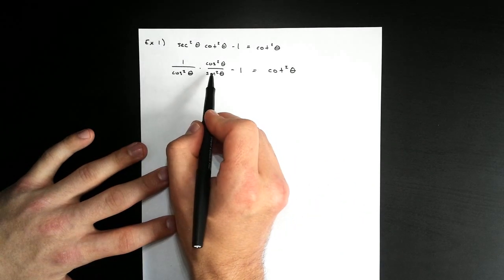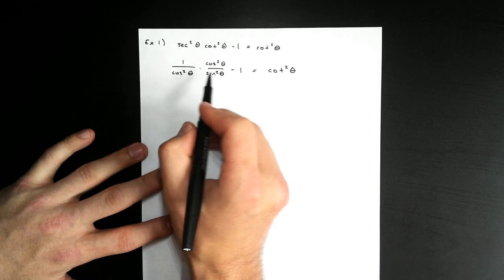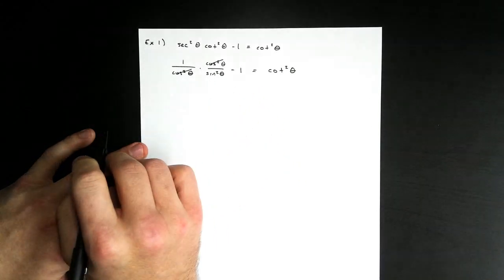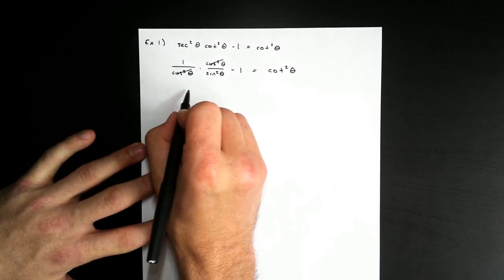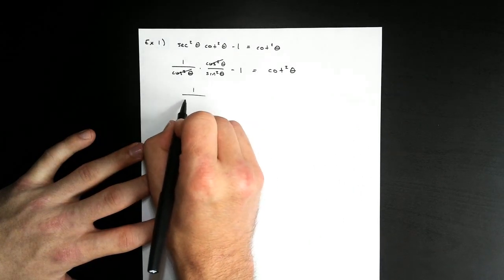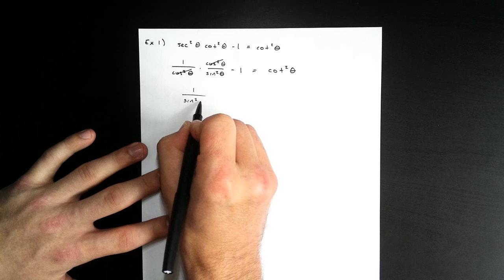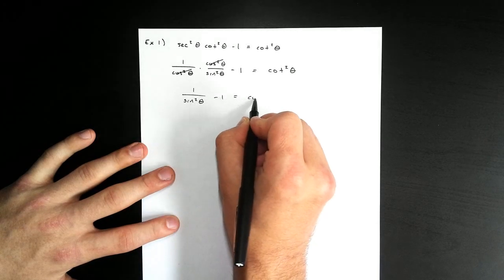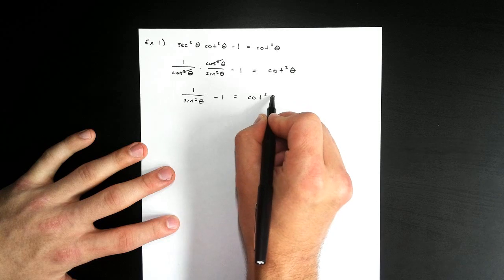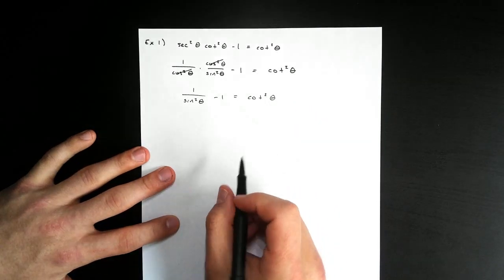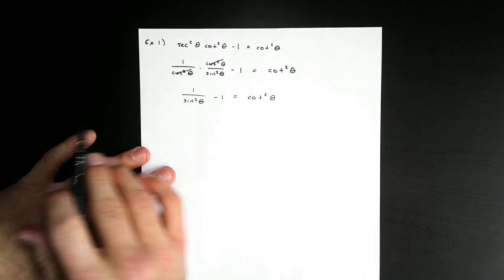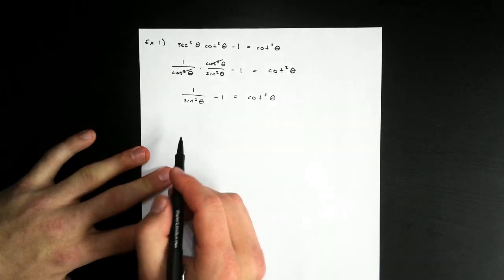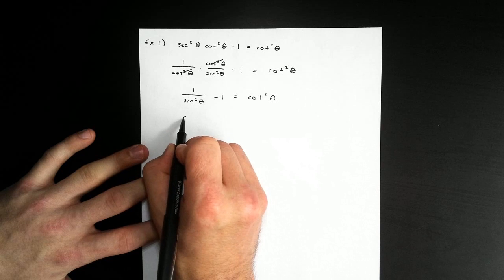Multiplying these two fractions together, we have a cosine squared on top and bottom. So cosine squared in the numerator and denominator will simplify to 1. So we end up with 1 over the sine squared of theta minus 1. 1 over the sine squared, we have a basic trig identity, one of our reciprocals. This is the same as the cosecant squared.